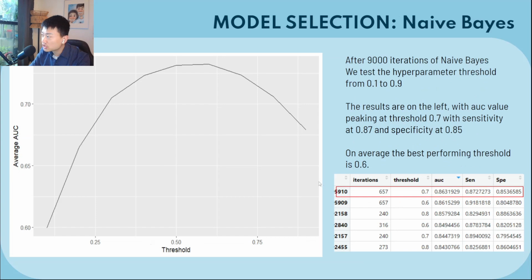The third model we choose is naive Bayes here. Obviously, there's no K to tune, but the threshold is still between 0.1 to 0.9 here. The best iteration is at 5,910 times here, with the best threshold at 0.7. AUC value here is at 0.86.